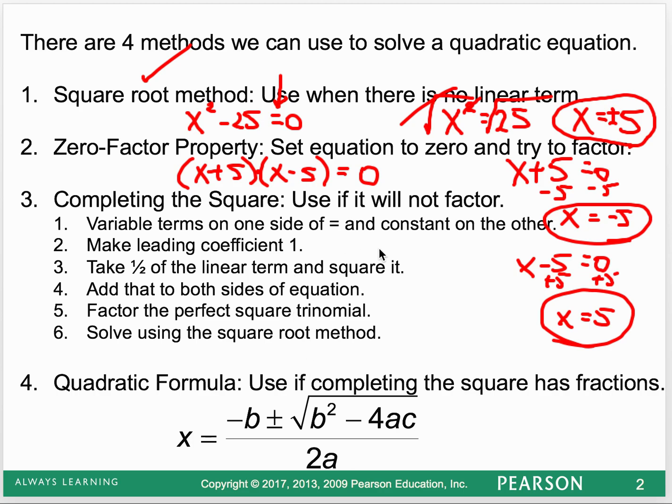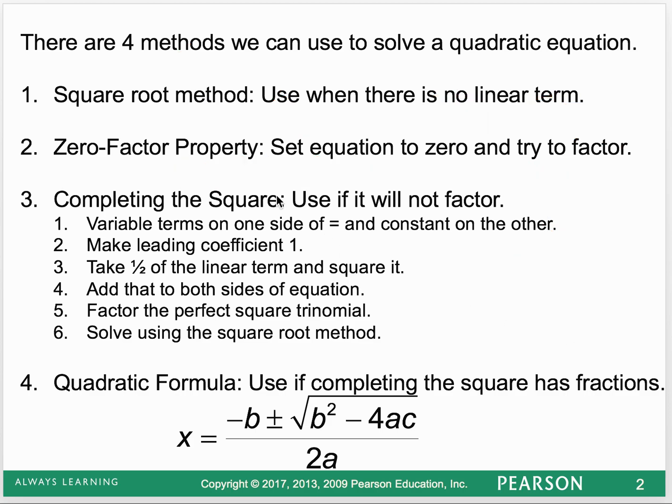And by the way, the way I have them listed here is the thought process you should go through as to how you should solve them. First, you should see if you can use the square root method. If you can, that's by far the method you should use. Second, if you can't use the square root method, you should see, can I do the zero factor property? Will it factor? You've got to set it to 0 first.